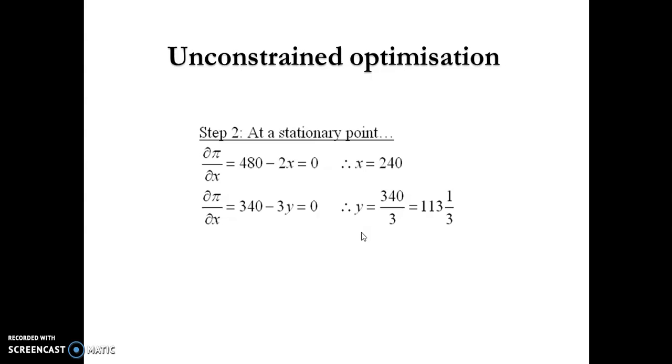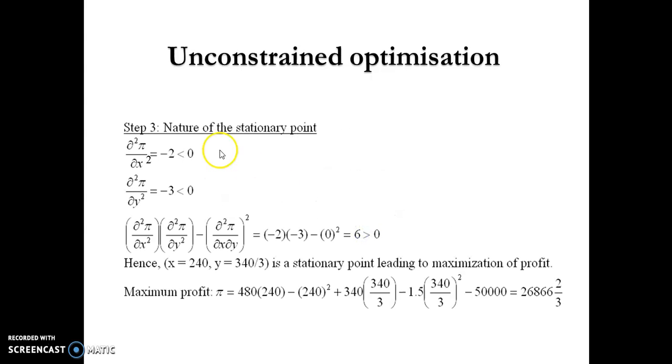So what is our final step? We need to evaluate that stationary point. If we look at our second order conditions, our direct second order partial derivatives with respect to x, we saw that it was minus 2 and that is negative, and with respect to y it's minus 3 and that is also negative. The final condition is that we need to get the product of these two direct partial derivatives minus the square of the cross partial, which was 0, and evaluate if it is greater or less than 0. In this instance, it is 6, it is greater than 0. Hence, these conditions hold for a relative maximum point.